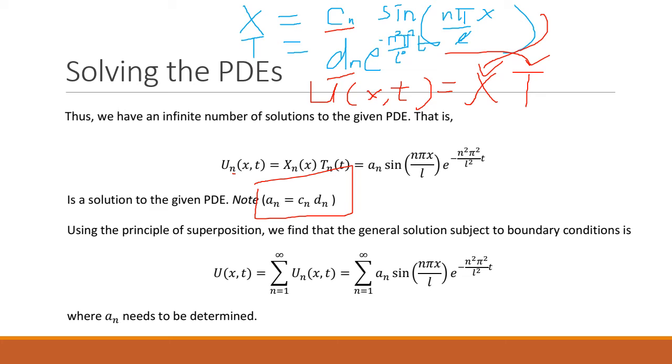So Cn times Dn equals An. Cn is a constant, Dn is also a constant, so we can combine our constants into An. Then, using the principle of superposition, we find that the general solution subject to the boundary condition is the summation of un(x,t) equal to the summation of An sin(n pi x over L) exponent minus n square pi square over L square t. The principle of superposition says that a linear combination of these is also a solution, so put the summation sign here and here, where An needs to be determined.